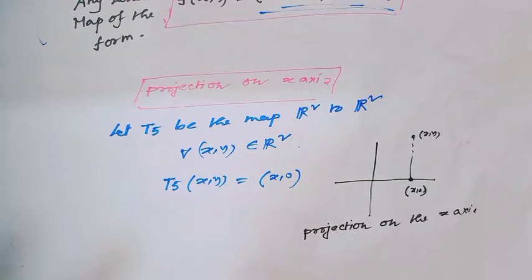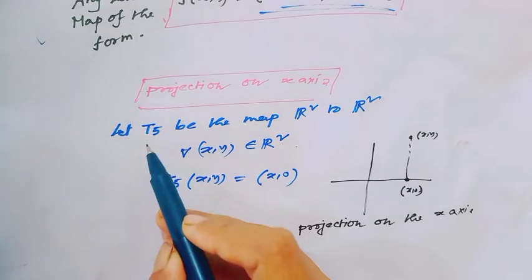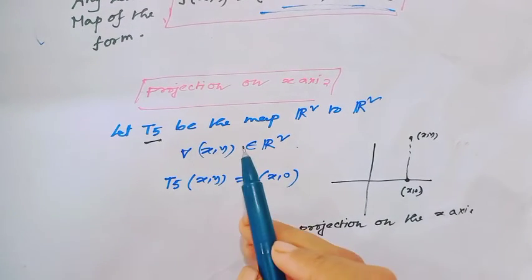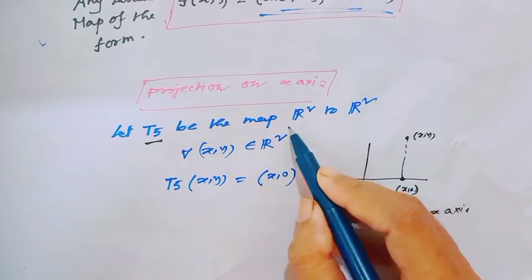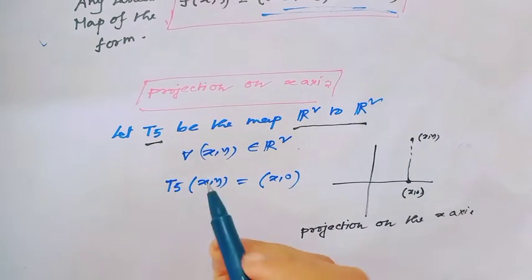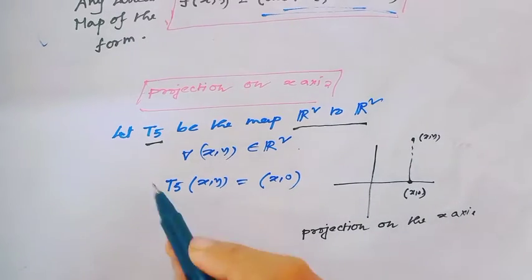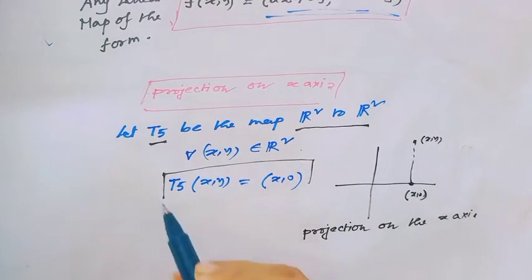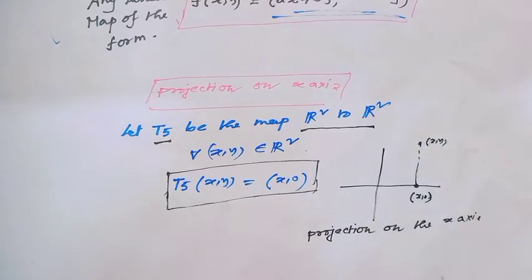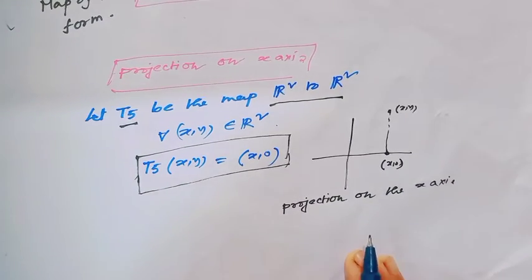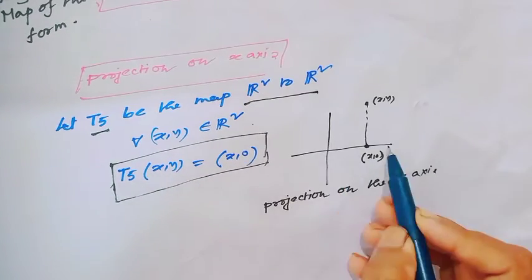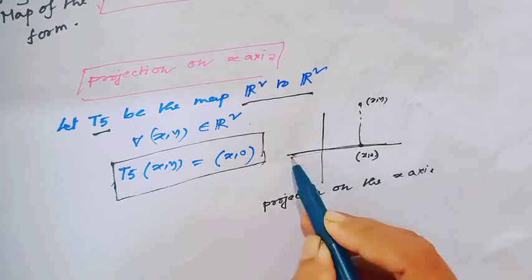Now I will see another type of linear transformation, projection on the x-axis, and this linear transformation is denoted as T5. Consider T5 be the map from R2 to R2 such that for all (x, y) belongs to R2, T5 of (x, y) equals (x, 0), and this mapping is actually projection on the x-axis.